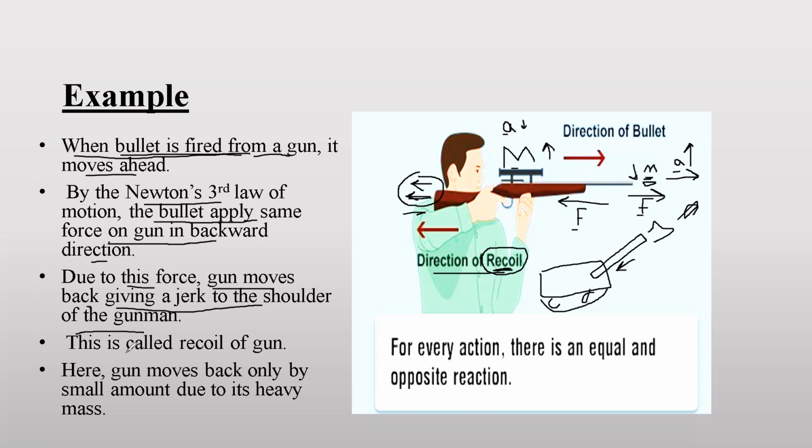And this jerk on the gun, or the backward force applied on the gun, is known as recoil of gun. And here the gun moves back only by a small amount. Why? Because its mass is more. Okay, so hope you all understood the example of the gun and bullet.